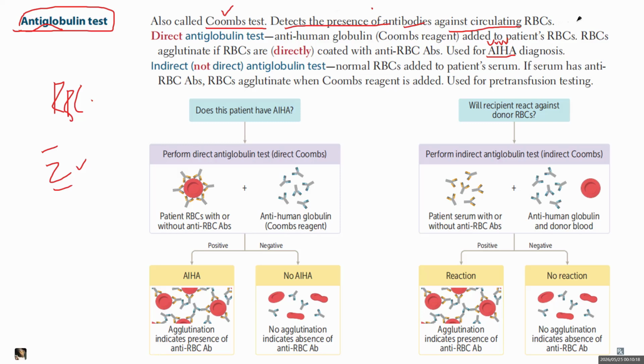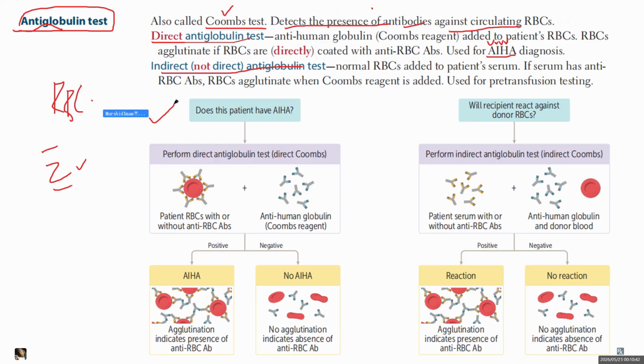Now you have to remember that we have two different types. The first is the direct antiglobulin test, and the other is the indirect antiglobulin test, or you can also say the direct Coombs test and the indirect Coombs test. Direct means that antibodies are directly attached to the red blood cells, and indirect means that antibodies are in the serum.